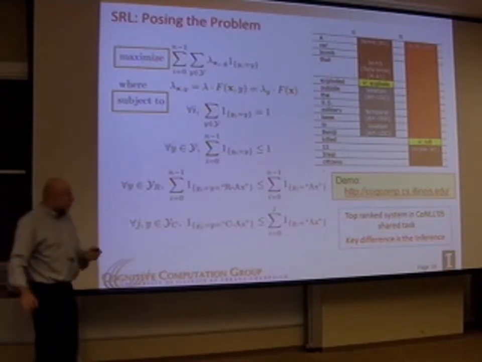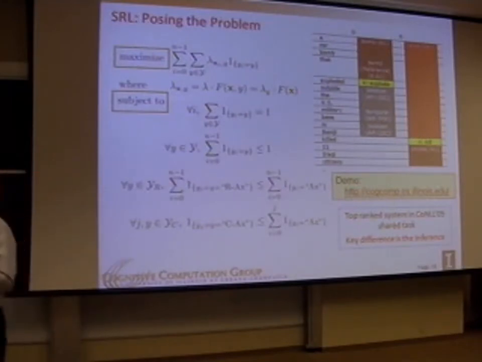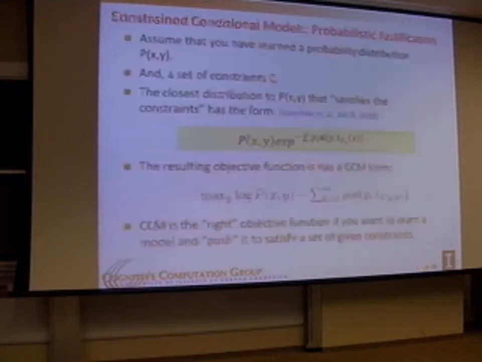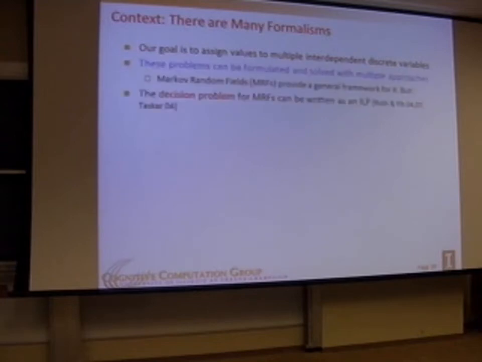So it's really good. Okay, so just to summarize this part, there are many ways to justify what we are doing here, and I don't want to go into all these details, but one way to think about it is that you can think about CCM as really the right objective function if you want to start with a probability distribution, a model that you've learned, and push it so that it satisfies a set of given constraints. This is really the right objective function. This is one way to justify it. You can also justify it by thinking about it as a Markov random field, where the decision problem of a Markov random field is also an ILP, or can be written as an ILP.